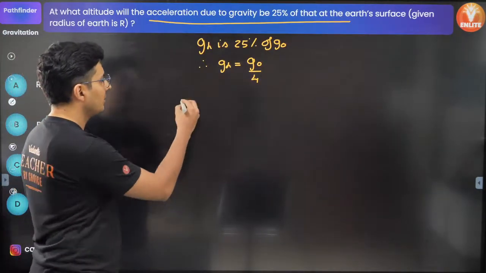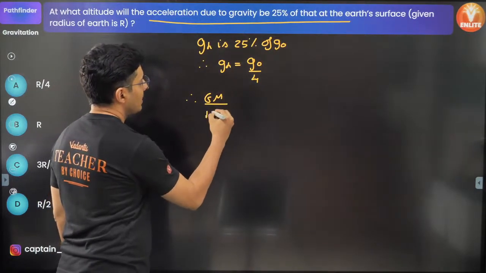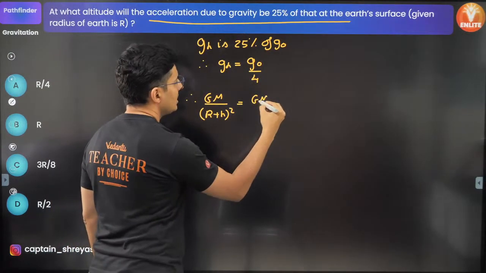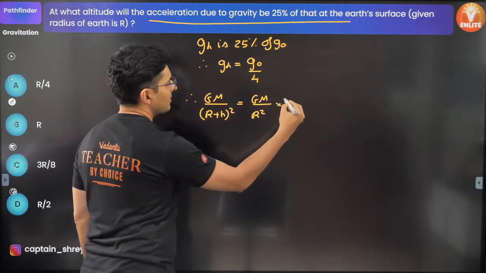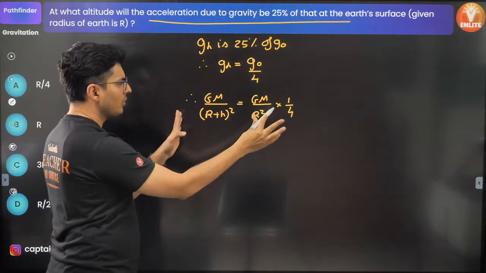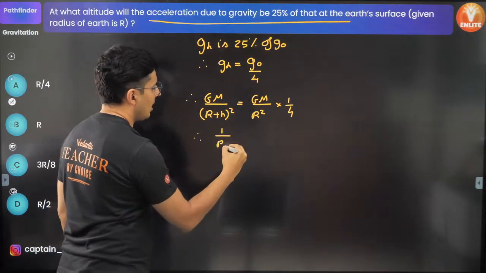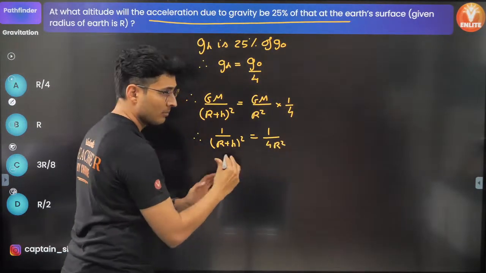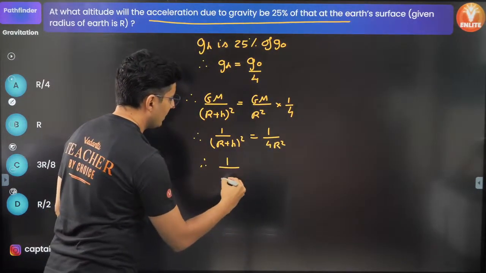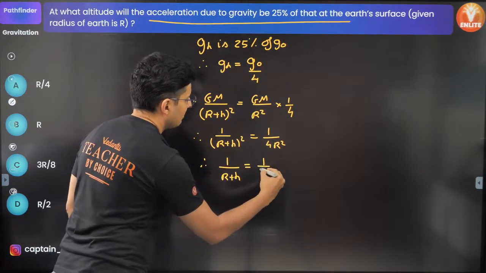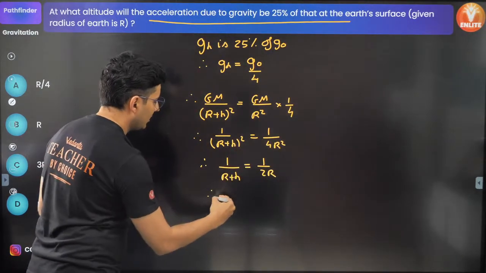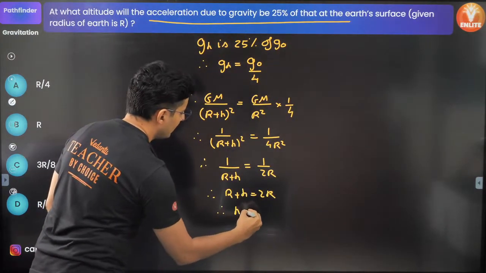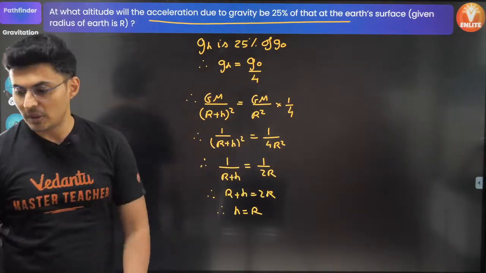So it will be nothing but GM by (R plus h) whole square, and g naught is GM by R square standard, and this 1/4 remains. GM goes, so 1 by (R plus h) whole square is 1/4 R square, taking roots on both sides. 1 by (R plus h) is 1/2 R. Flipping it, R plus h is equal to 2R. Taking R on the other side, h will be equal to R. That's it. So is it there somewhere?